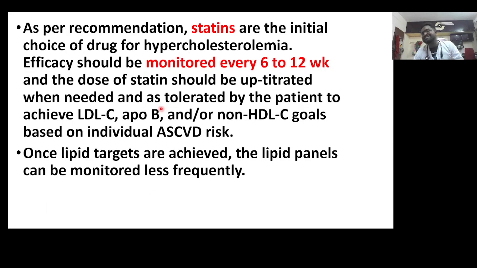As per the recommendation, statins are the initial choice of drug for hypercholesterolemia. Efficacy should be monitored every 6 to 12 weeks, and the dose of statins should be up-titrated when needed and as tolerated by the patient to achieve LDL-C, ApoB, and non-HDL-C goals based on the individual ASCVD risk. Once lipid targets are achieved, the lipid panels can be monitored less frequently.